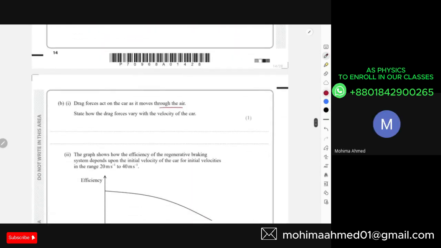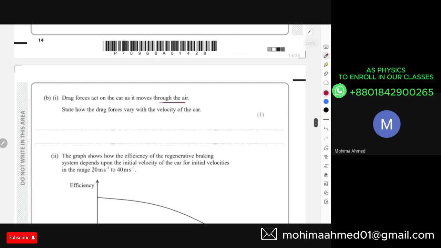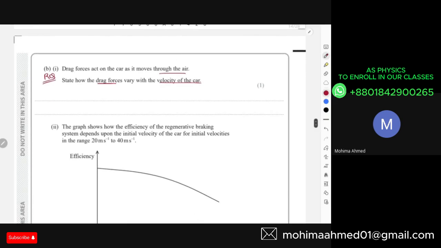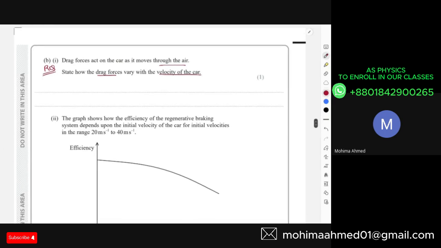Okay, then moving on to the next part, drag force acts on the car as it moves through the air. State how the drag force varies with the velocity of the car. In general cases, they're talking about how drag force varies with the velocity of the car. We know that drag force is directly proportional to the surface area and velocity. So if either surface area or velocity increases, drag force is supposed to increase. This is a conceptual question, so as velocity increases, drag force increases, writing this much is enough.